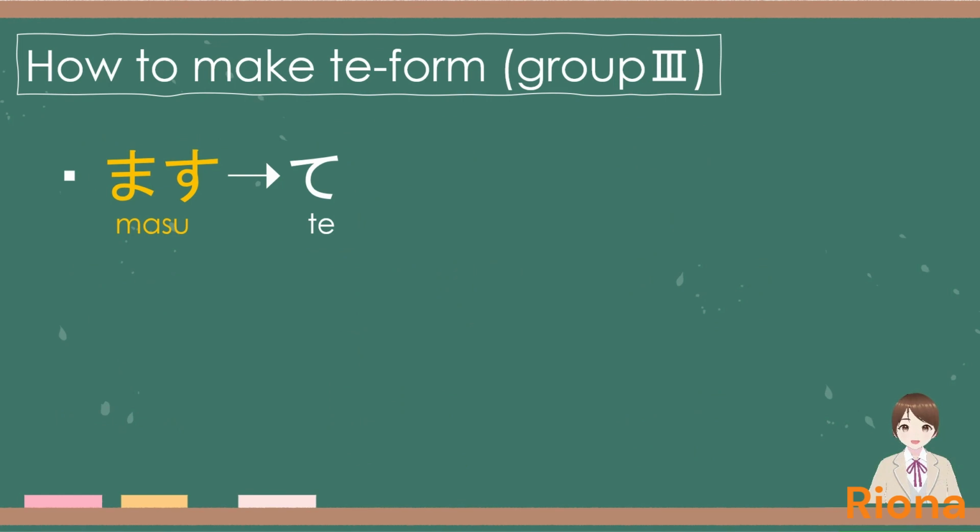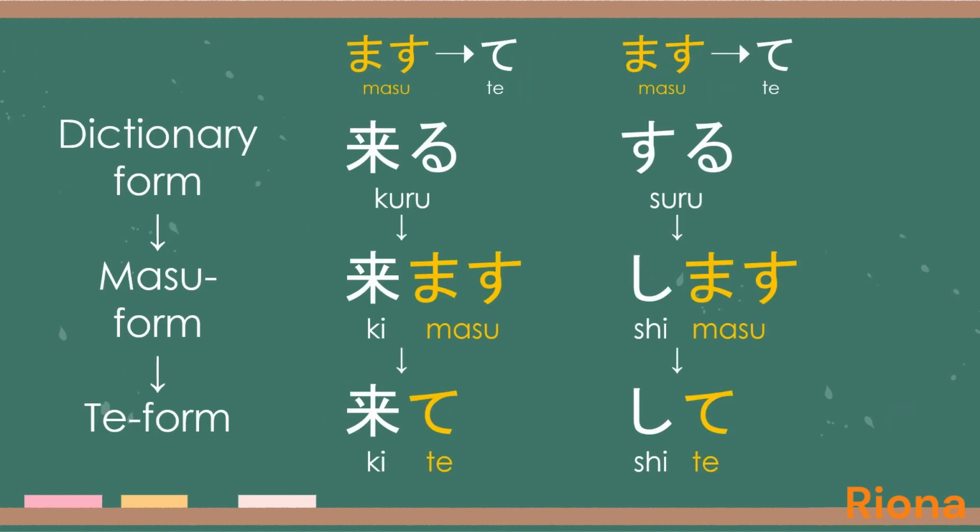Next is Group 3. In the case of Group 3 verbs, you can make て form by changing mas to て. For example, in the case of 来ます, which is the mas form of come, 来る, it is a Group 3 verb, so by changing this mas to て, we can make it て form.